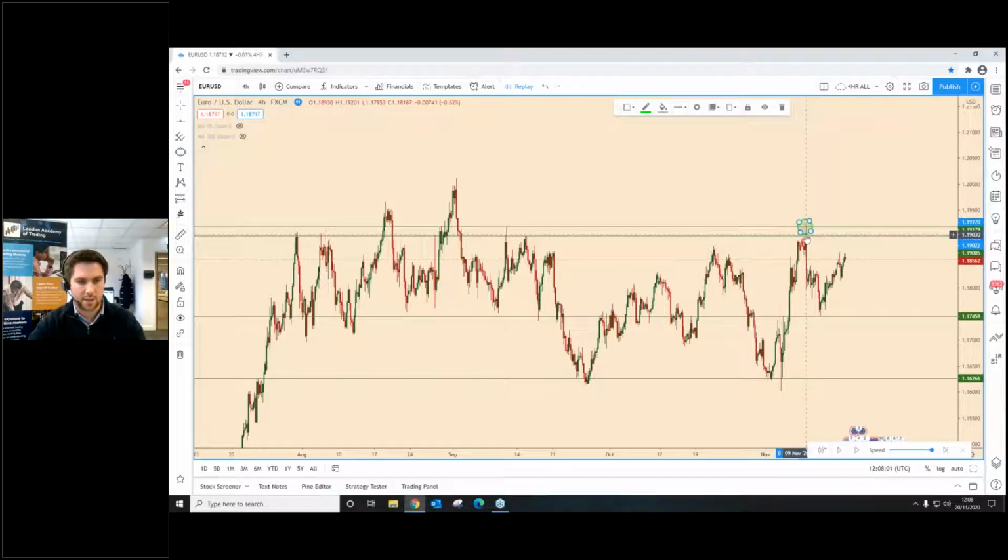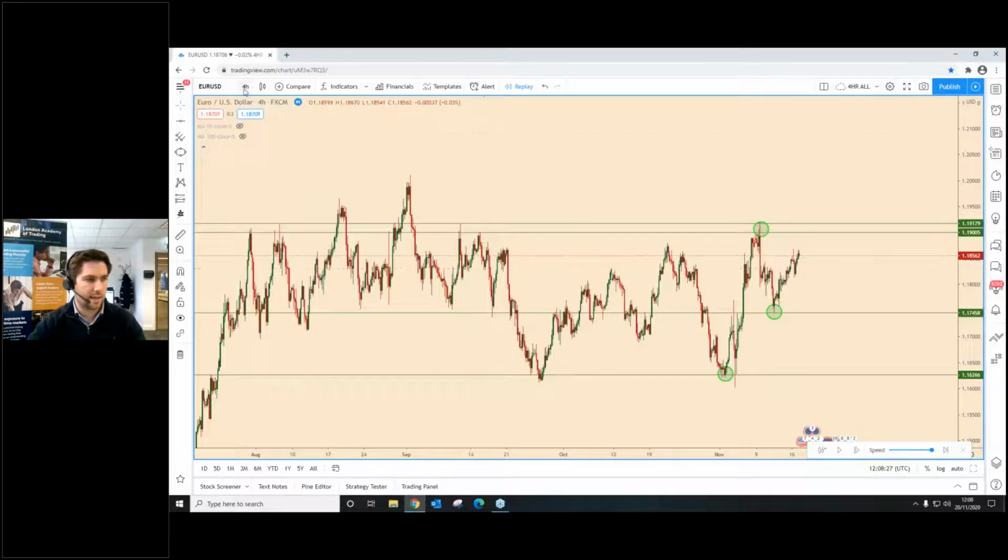Now, what's significant about the level up through here is the 119 handle, that big psychological round number. As we walk through this chart, we'll see those round numbers coming into effect and having a significant impact on this market. Back down to this previous support through here, we see multiple touches, and again, most recently, the rejection of that level. And ultimately down to this low down through here, in and around that 116 handle. So those are our key 4-hour levels.